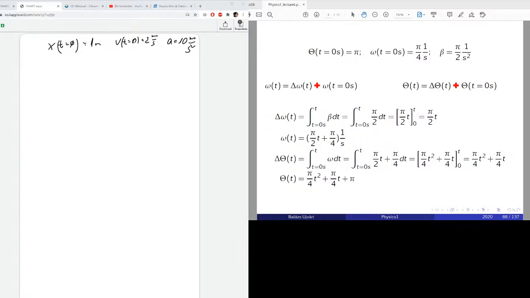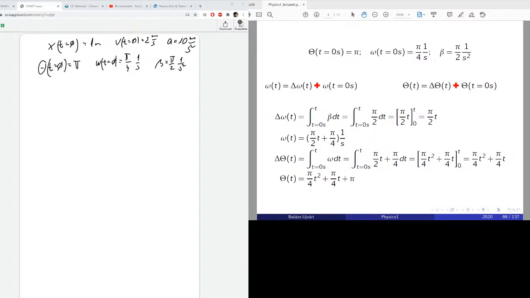How does it look like for rotation? The boundary condition: where is the body in angular displacement? So it means pi. What is the angular velocity at t equals 0? This is pi over 4. Its unit is 1 over s. And what is the angular acceleration? This is pi over 2, 1 over s squared.